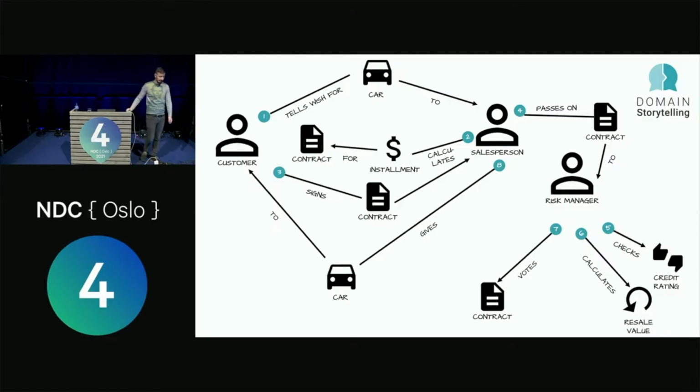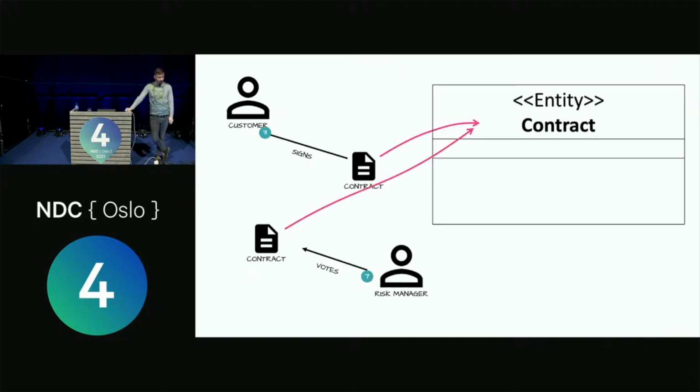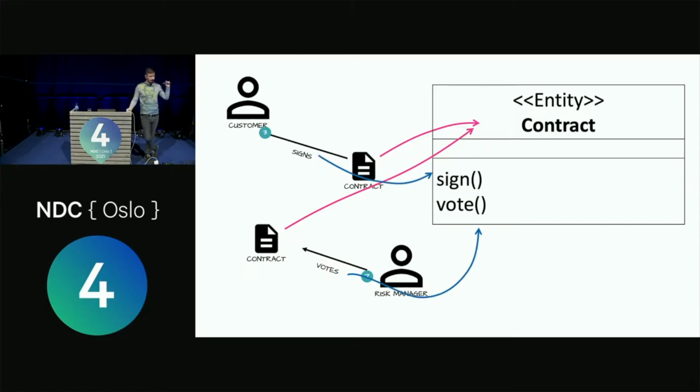So here in this example, when we look at our domain story, you see, well, the contract, that is apparently a central concept in our leasing. So let's take this contract and build a class out of that. So the customer signs the contract, the risk manager votes the contract, we build a class contract. And then step 2, we look at the activities and make behavior of the system out of that. So we take the signing, step 3 here, customer signs the contract and make a method sign out of that. We take the risk manager votes the contract and make a method vote out of that. Two rules of thumb. Work objects become classes, activities become methods.